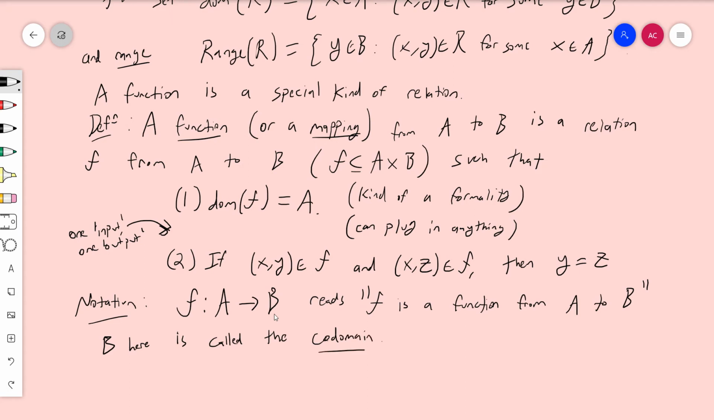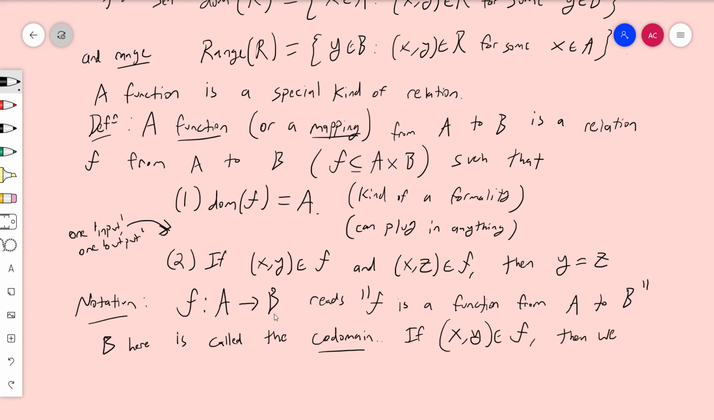So the range is the set of all the y's such that there's an x that maps to it, an x such that (x, y) is in f. But that's not necessarily all of B. So B itself is called the codomain, which is a bigger set than the range. And then the stuff you're more familiar with, if (x, y), the pair, is in f, then of course you never write this.